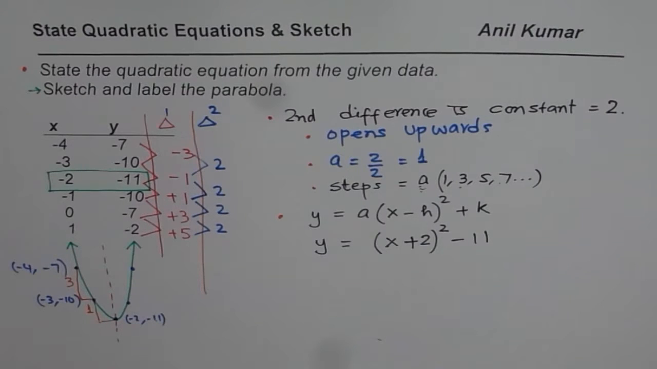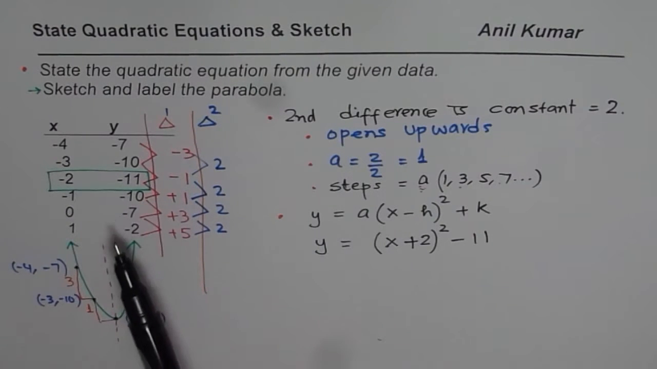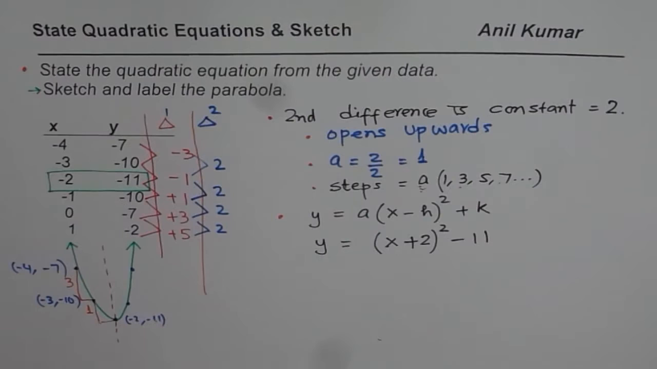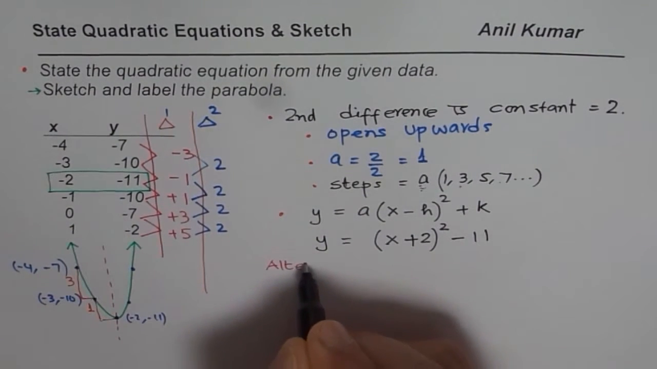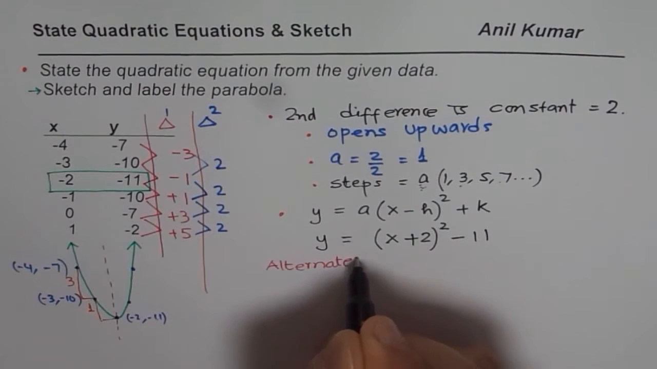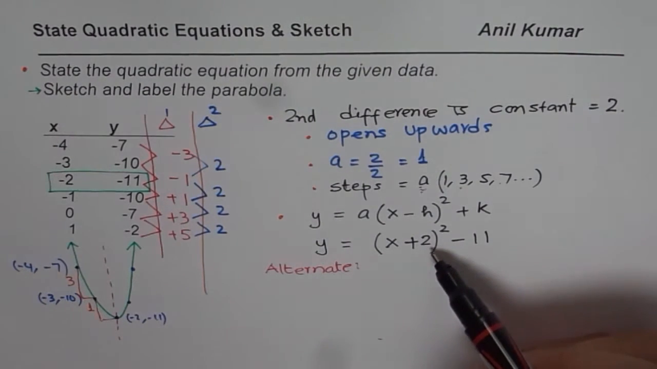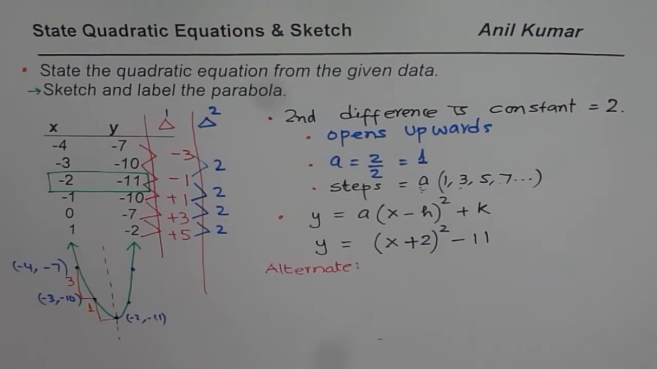Another way to find it is to use the 0 and 2 more points, right? So we could use 0 and 2 more points to find the equation. Let me write down the alternate way of doing it. I'm not going to find the equation using the alternate method, but that is for you to explore. I prefer this method, right? So I hope you are absolutely clear about how to find the equation.